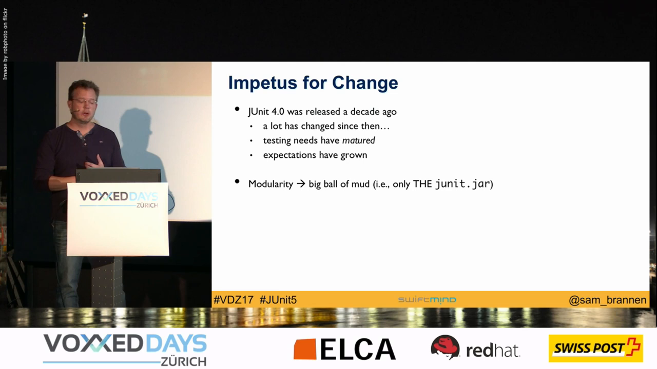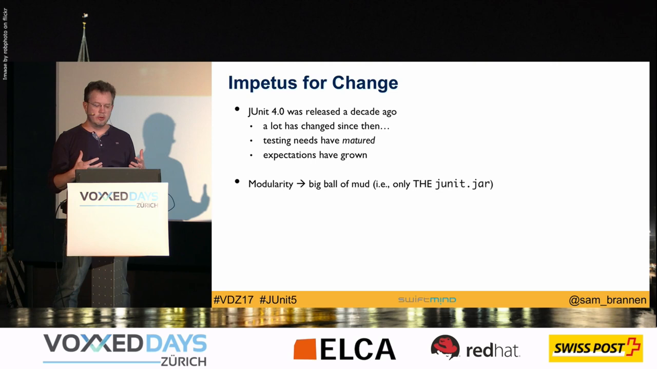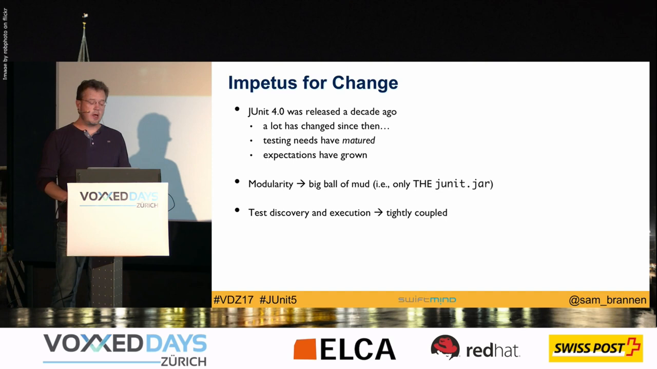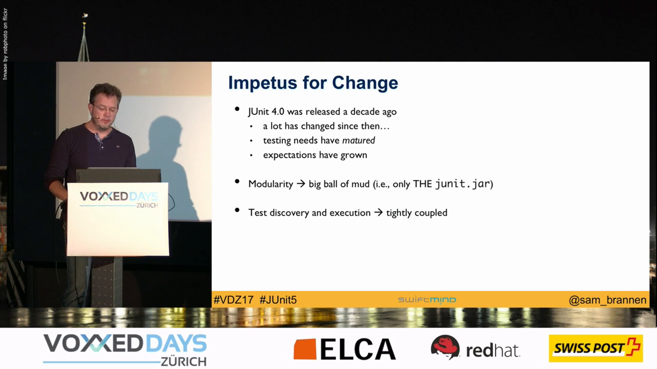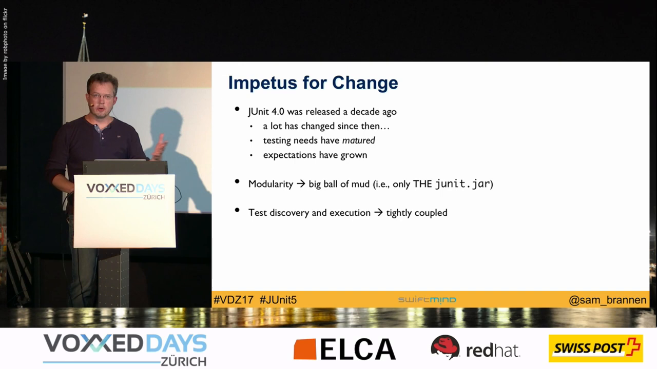Another thing about JUnit 4 was the architecture and the modularity. There was, in fact, just one module, so you could kind of call it a big ball of mud, right? There's just the JUnit jar, the one thing, and that made it difficult for the JUnit team to change things and also for people to analyze or work on smaller parts. Another topic was test discovery and execution. Those are tightly coupled in JUnit 4 with the concept of runners, and it's harder to add in different support or have any kind of extensibility due to the architecture of JUnit 4.